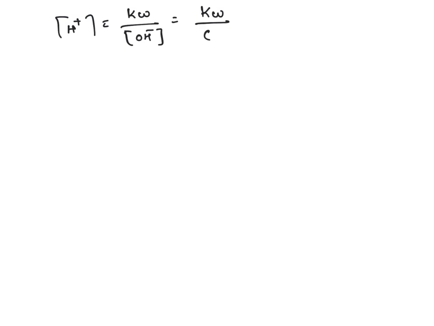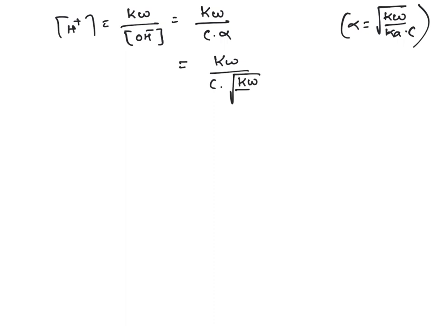and what is the OH minus concentration? C alpha. And just now we have derived what alpha is in terms of Kw and Ka, since alpha equal to under root Kw by Ka C. Now I am substituting in the equation: Kw by C into under root Kw by Ka C. So how I can rearrange this expression is Kw by C dot under root Ka C by Kw.